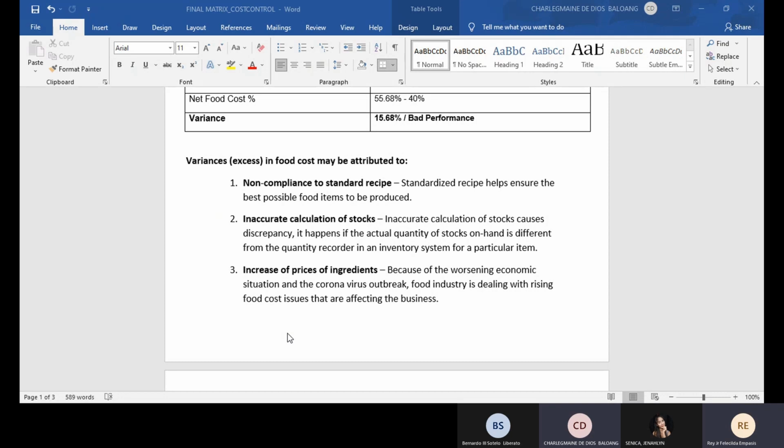Increased prices of ingredients. Because of the worsening economic situation and the coronavirus outbreak, the food industry is facing issues that are affecting the business. Owners and restaurant consultants blame the price increases on a number of different factors, including a severe labor shortage and resulting wage inflation. Higher gas prices, increased demand now that people are eating out more often. High delivery fees for apps like Uber Eats, Foodpanda, and Grab.